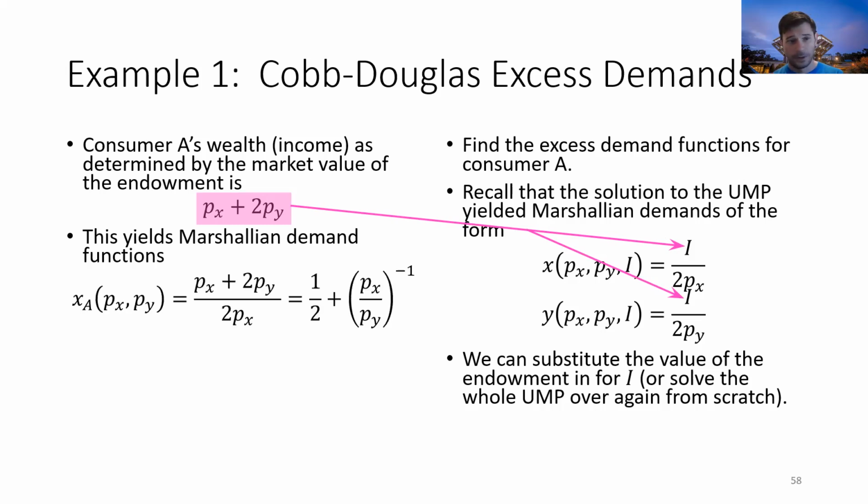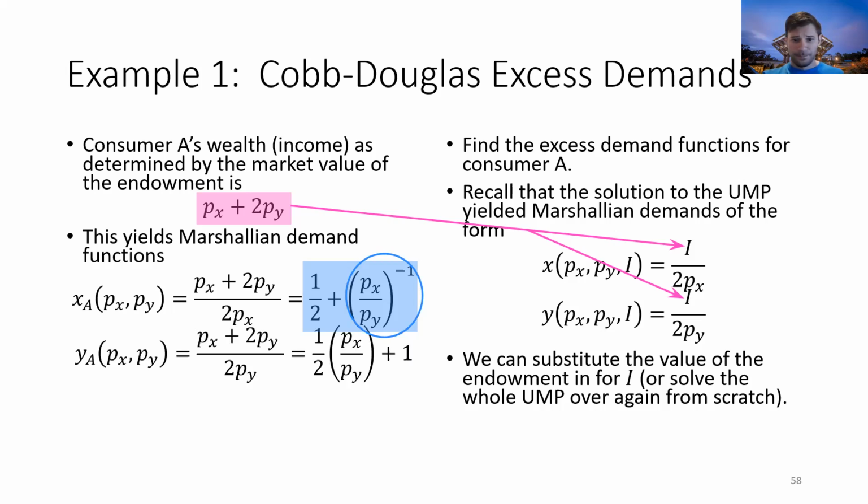Okay. Notice I've simplified them a little bit. And I've done this purposefully so that we could see the price ratio pop out here. Everybody see that price ratio popping out there? PX over PY to the -1. I've done that deliberately. Okay, the demand for good Y looks a little bit different. But again, we've made that price ratio pretty visible. There it is, PX over PY.